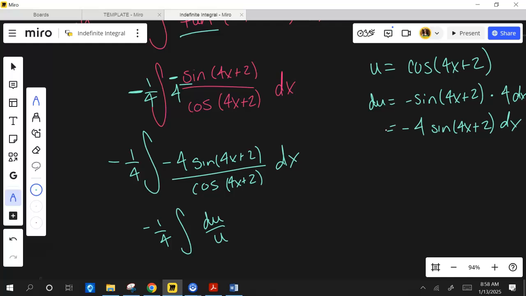What is the derivative of the antiderivative of du over u, or 1 over u du?